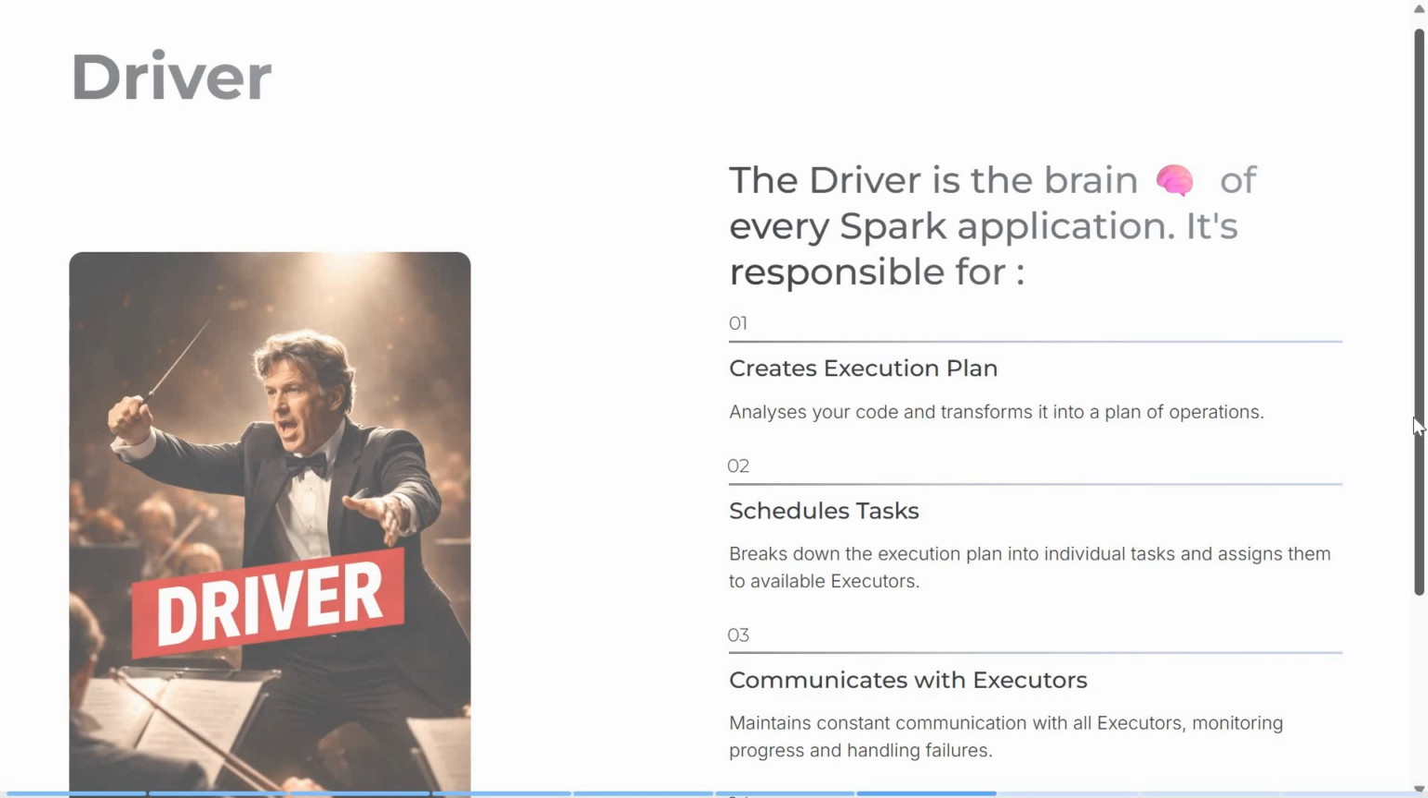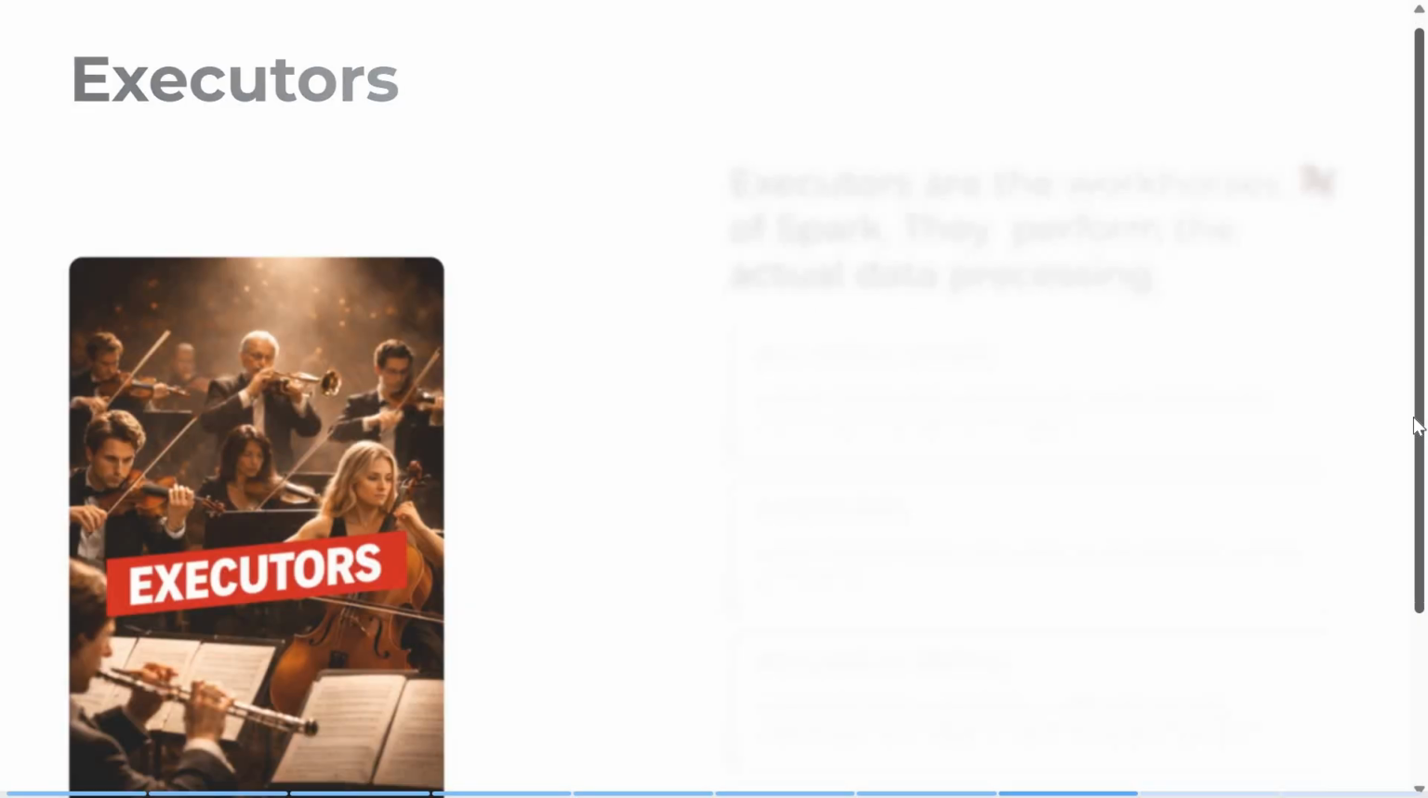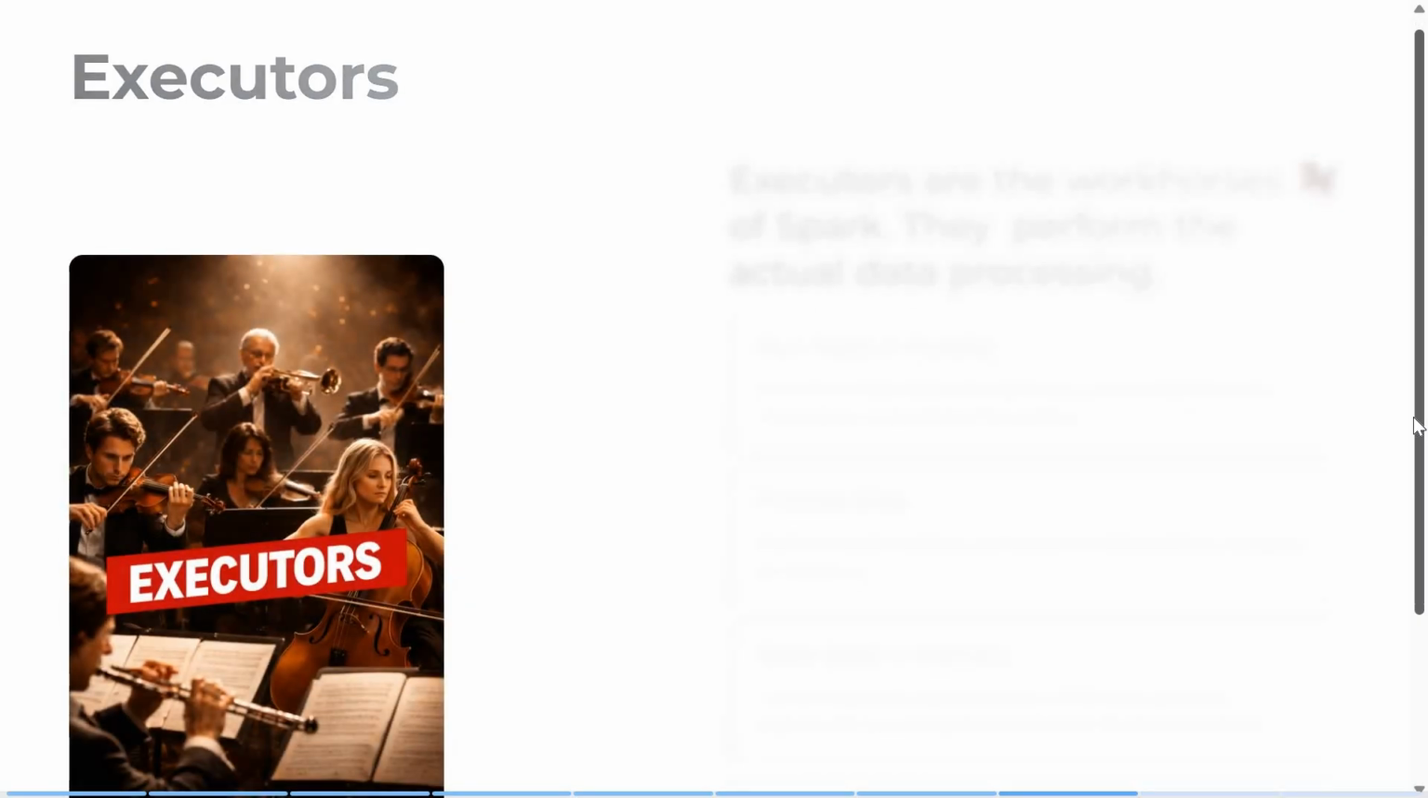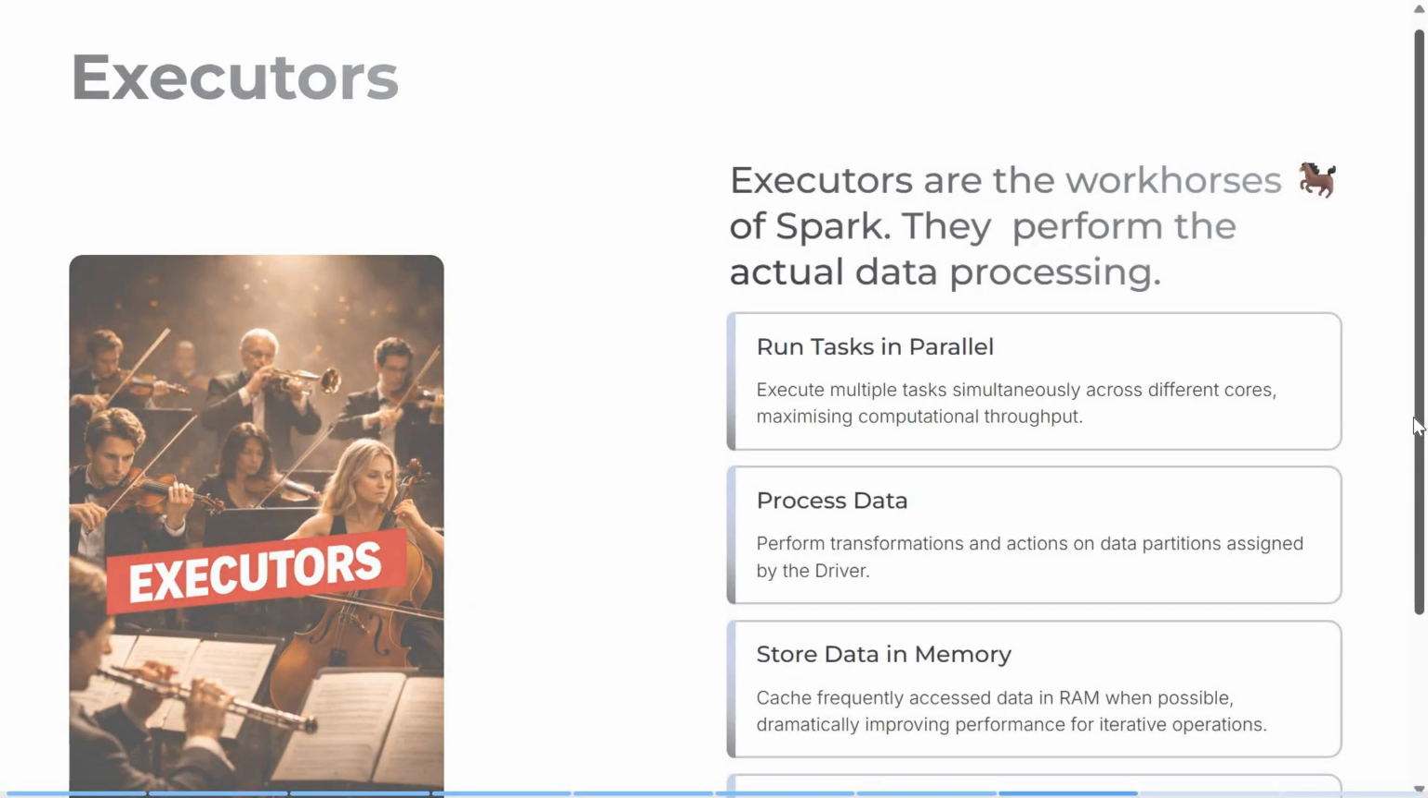And the executors are the workers of Spark. The actual work is done by those executors. So they receive tasks from the driver, they process data in parallel, and store intermediate results if needed. When they are done, they send the results back to the driver. So let us have a look at all of that at a high level.